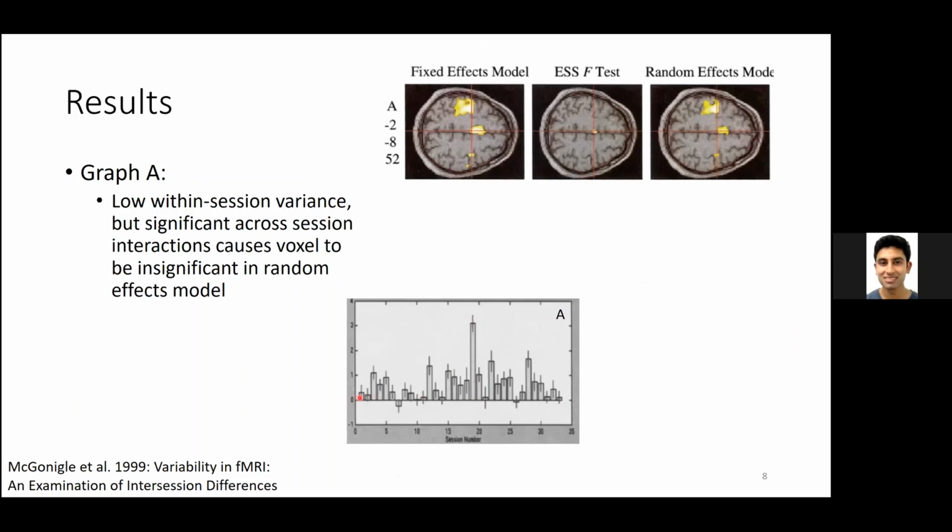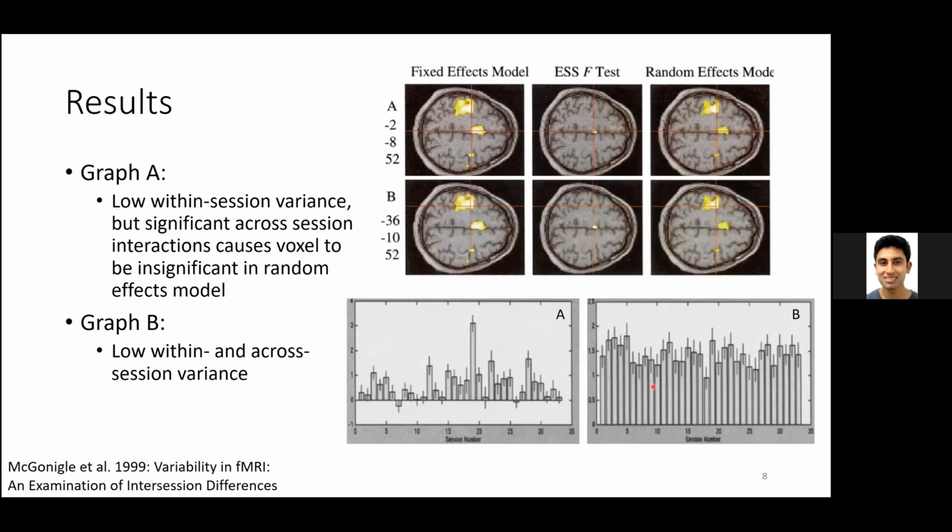But there's a high across session variance. So this one voxel, in some cases, is significantly activated. In other cases, it's baseline. Secondly, the case you actually want to see is when there's low within session variance and low across session variance.